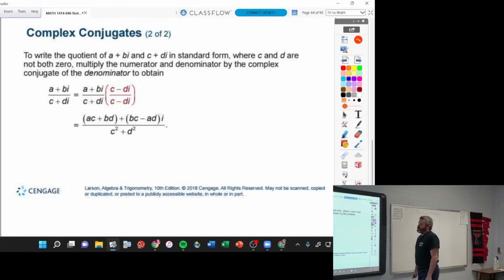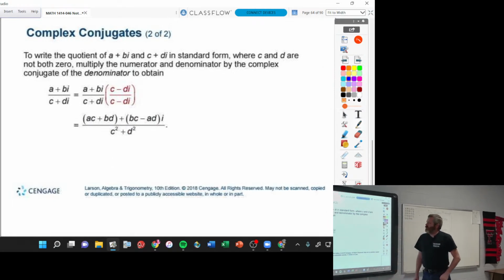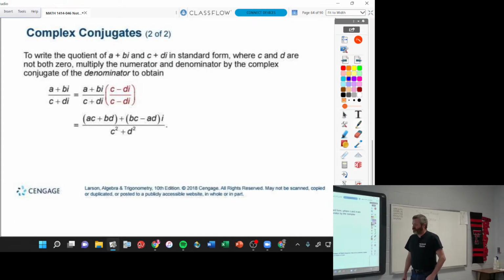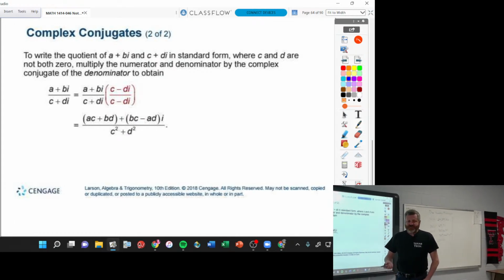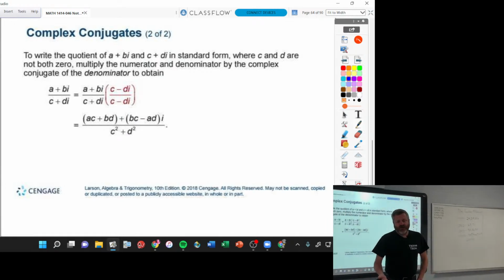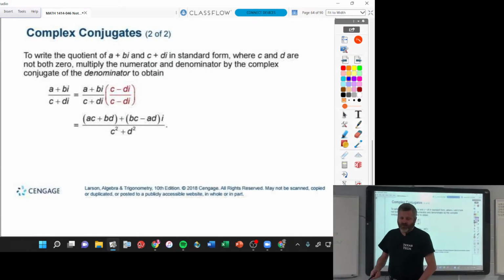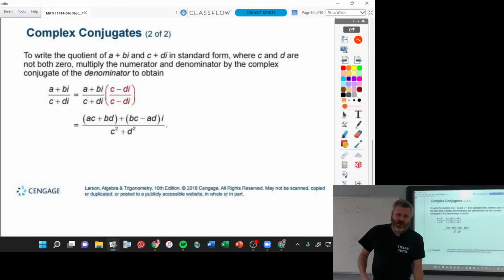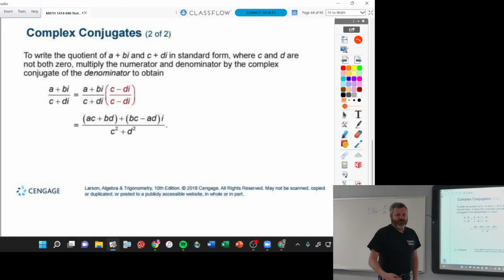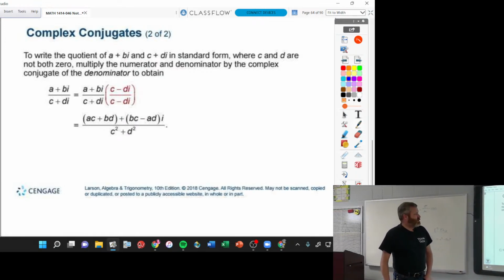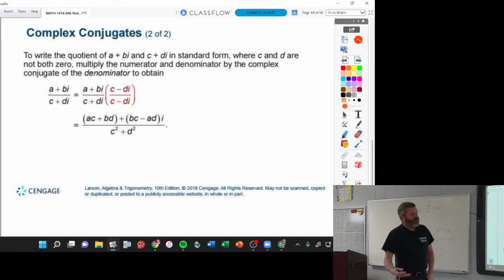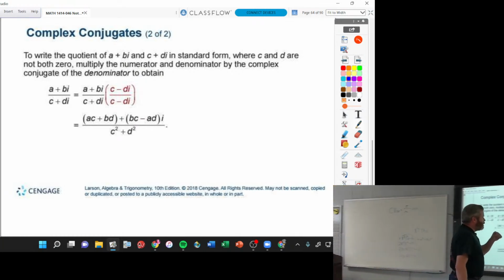To write a quotient in standard form where c and d are both not 0, multiply the numerator and the denominator by the complex conjugate. Just like in the last section, we talked about rationalizing the denominator. We try not to leave radicals in the denominator. We also don't want imaginary numbers in the denominator. So if you have an imaginary number in the denominator, we need to multiply by the conjugate to get rid of it.